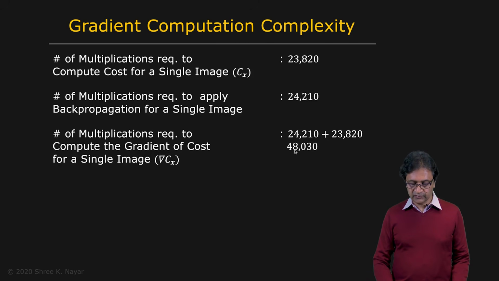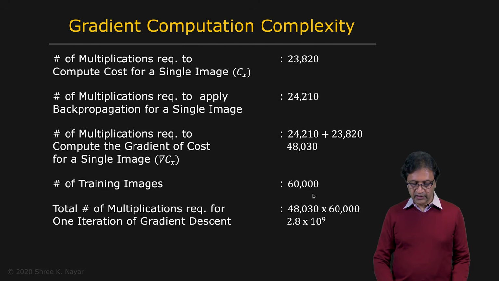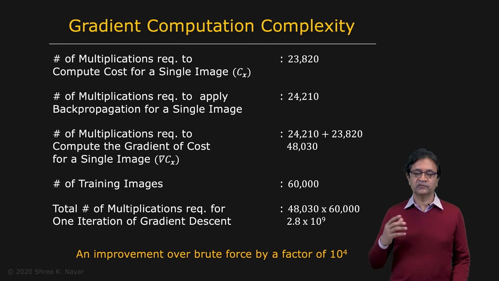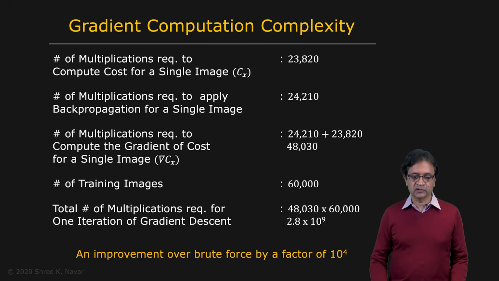So that's roughly 48,000. And we have to average these gradients over all the images, and we have 60,000 images, so you have to take 60,000 and multiply it with this, and that gives you 2.8 times 10 to the power of 9 computations for one iteration of gradient descent, which is a 10 to the power of 4 improvement over the previous method, a substantial improvement.